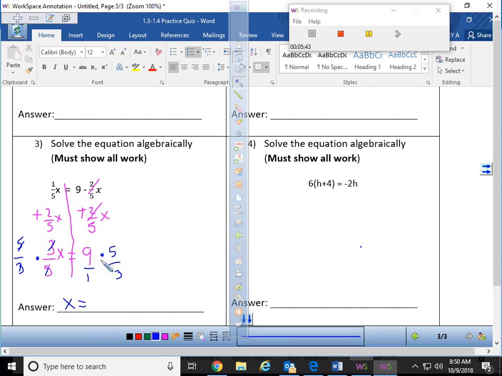There's a couple ways you could do this. You could multiply straight across and say 9 times 5 is 45, 1 times 3 is 3, and then you could do that division problem. But let me show you maybe an easier way to do this.